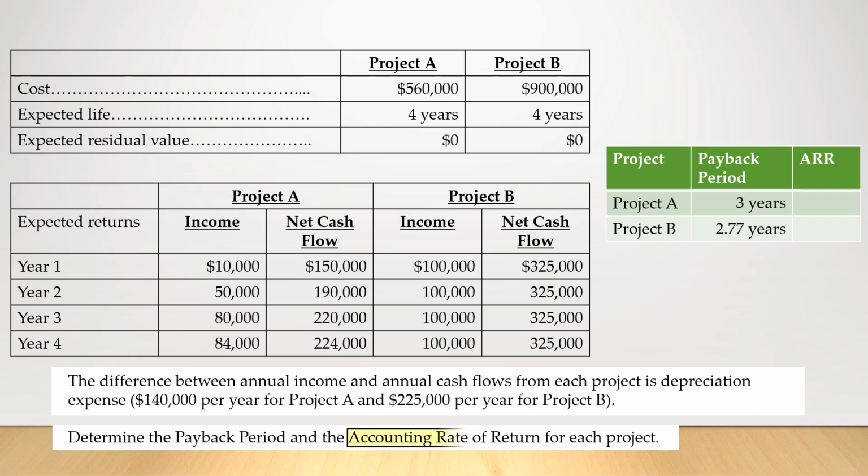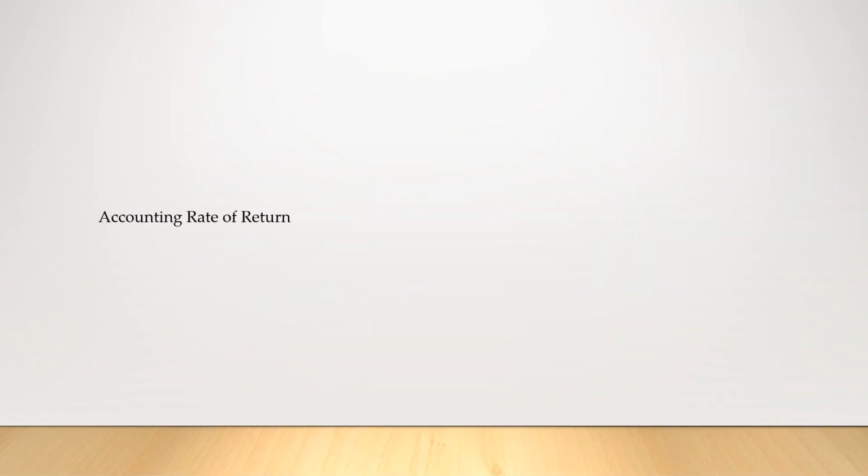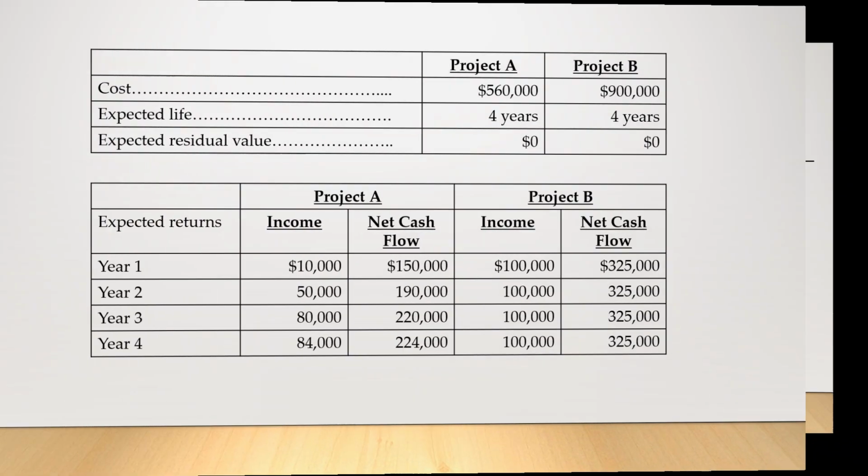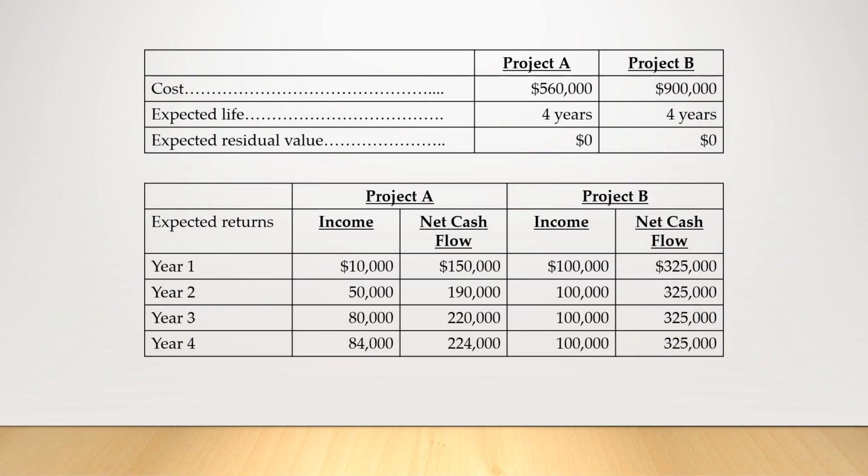Now let's tackle the accounting rate of return. The accounting rate of return is the quotient of the estimated average annual income divided by the average investment. The average annual net income is determined by summing each year's income and dividing that sum by the expected life. The average investment is just the sum of the beginning and end of life book values divided by 2. A project's beginning book value will simply be its cost, and its ending book value is its expected salvage value.